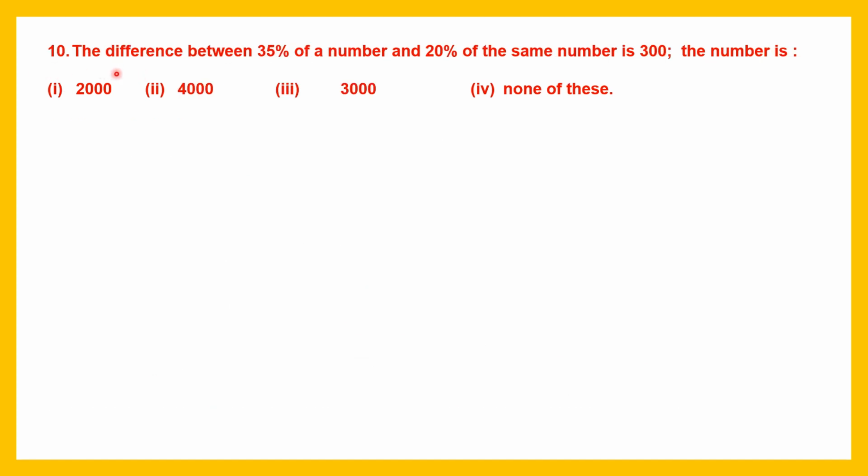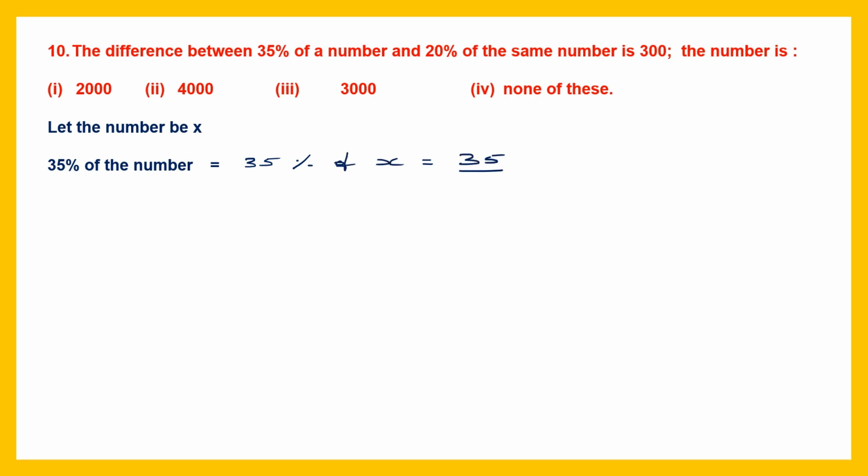Question 10. The difference between 35% of a number and 25% of the same number is 300. So what is that number? So let the number be x. We don't know what that number is. We're going to consider that to be x. 35% of the number. That means 35% of x. Let's find out. 35% of x is equal to 35 by 100 into x. So this will be 35x by 100.